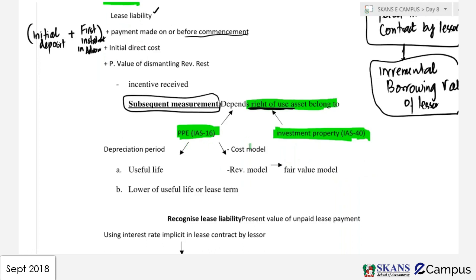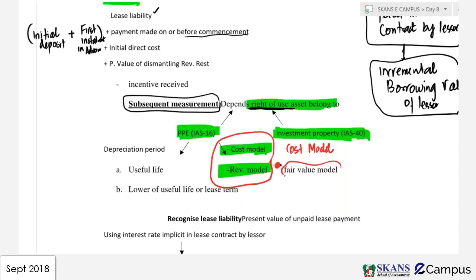If it is IAS 16, we know we have two models. First model is cost model and the other model is revaluation model. So under IAS 16, subsequently it could be carried at cost model or revaluation model. But if it is IAS 40, guys, we'll apply the cost model, or we will follow the fair value model. It means the subsequent measurement is entirely dependent on the relevant standard, either IAS 40 or IAS 16.